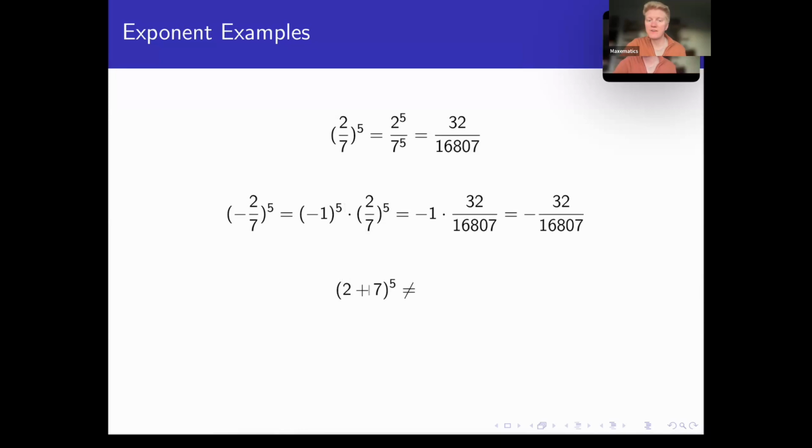2 plus 7 to the 5th is not equal to 2 to the 5th plus 7 to the 5th. 2 plus 7 to the 5th: do the inside first. 2 plus 7 is 9. 9 to the 5th is 59,049. So please, I am begging you, do not distribute exponents across addition or subtraction, only across multiplication and division.